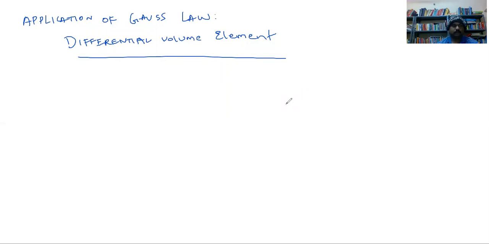So today we will take up a new topic in continuation with the previous lecture. We had taken up application of Gauss law with respect to line charge and sheet charge. Today we are going to take up the same in continuation for a volume element, right?